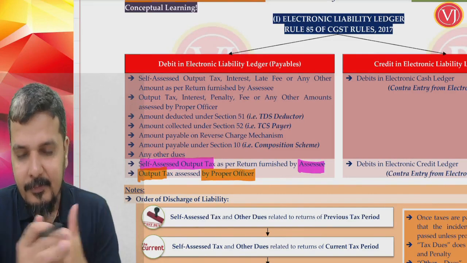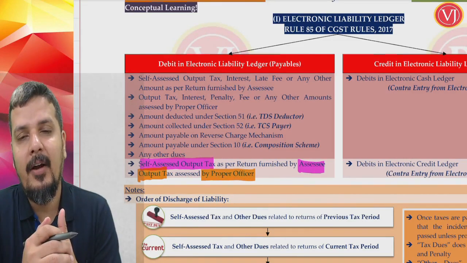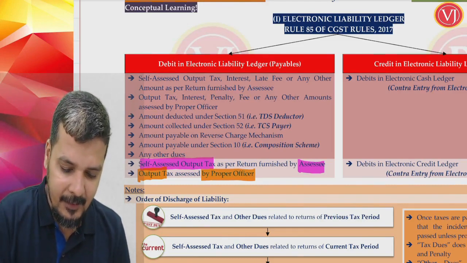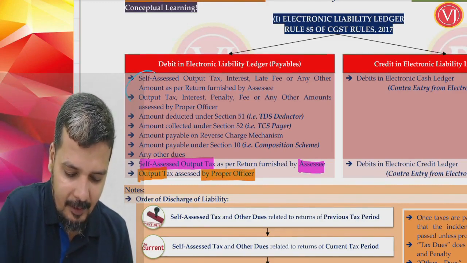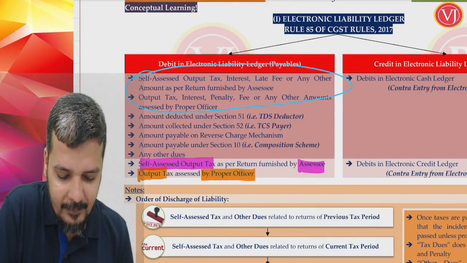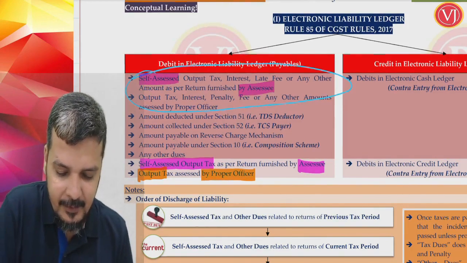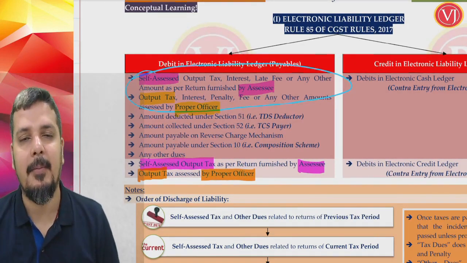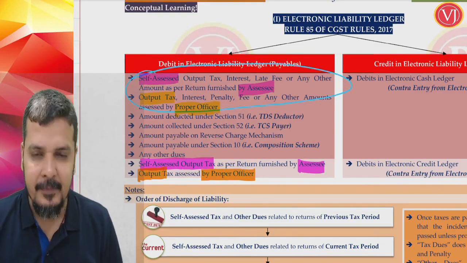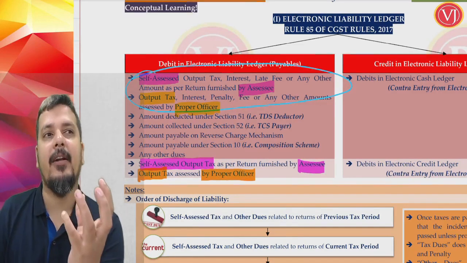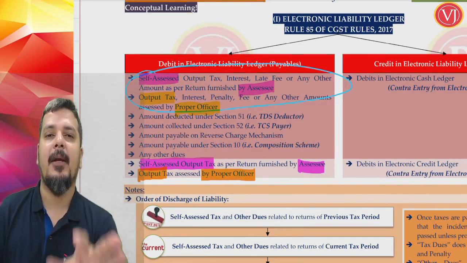Now let us understand what can be the other liabilities. If you see the first 2 points again, you will find the same set of points. Now you may wonder why these points are given again. So again you will find self-assessed liability by the assessee, and liability created by the proper officer. You might find that again the same thing is repeated, but you will understand the reason in a few minutes. Now understand that whenever a liability is created, you need to close that liability by paying it.